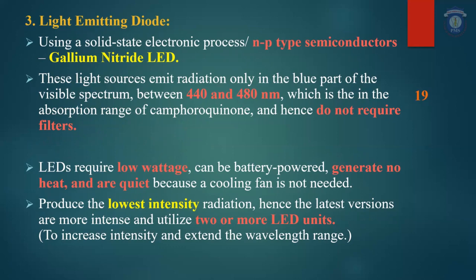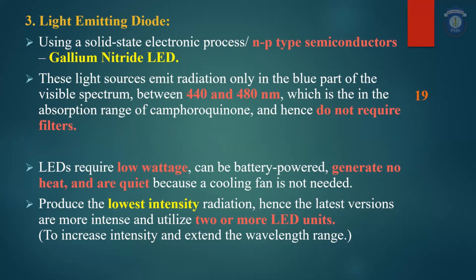They basically use a solid state electronic process or N-P type semiconductors. These light sources will emit radiation only in the blue part of the visible spectrum, that is between 440 to 480 nanometer, which is in the absorption range of camphorquinone, which I mentioned in the first few slides, which is the most commonly used photosensitizer.